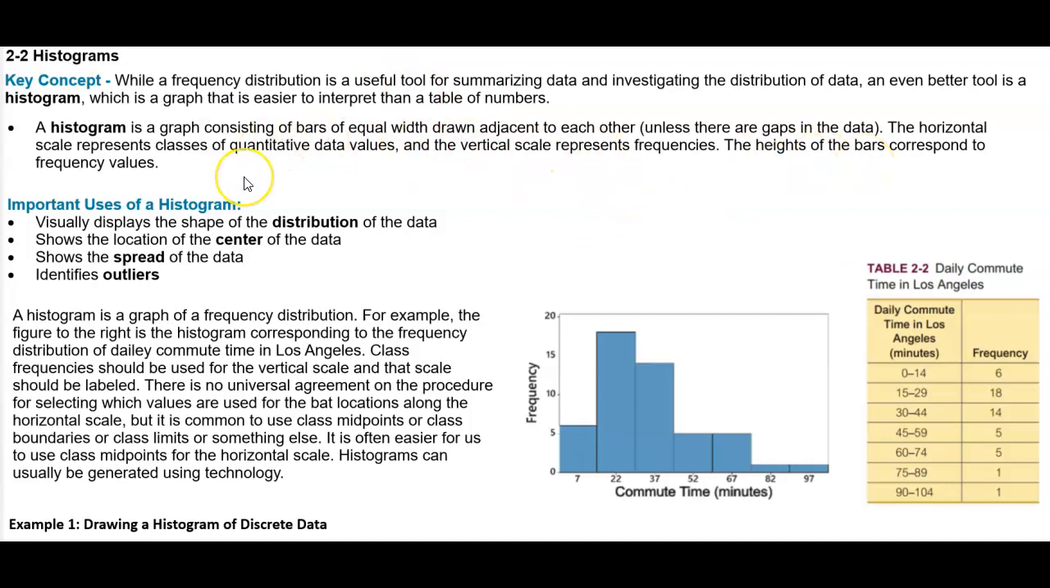The horizontal scale represents classes of quantitative data values, and the vertical scale represents frequencies. The heights of the bars correspond to the frequency values.